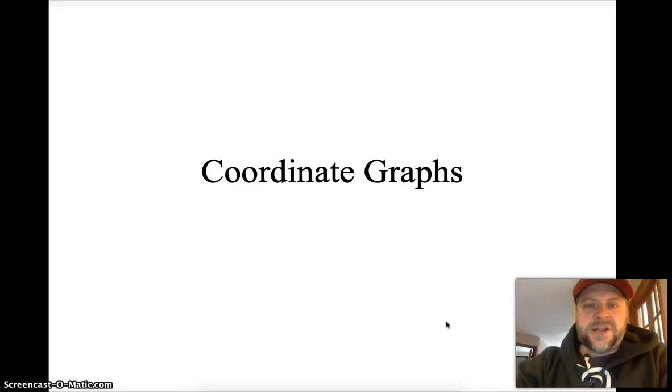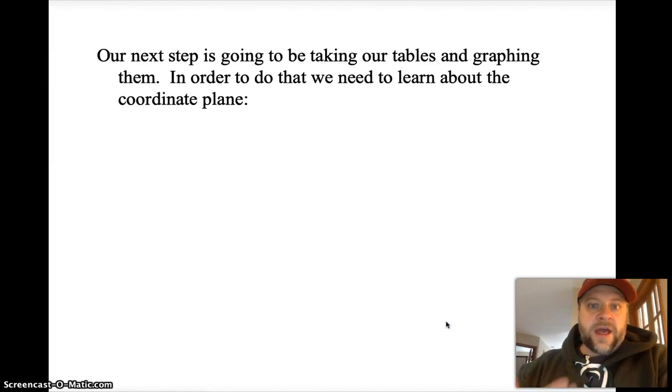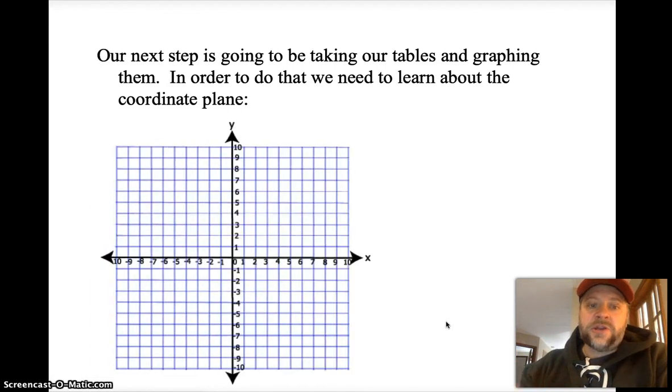Hey, sixth graders. Today I want to build on what we learned yesterday about coordinate graphs. So we're going to review coordinate graphs really briefly, and then we'll talk about where the ordered pairs that we get come from. So as you learned yesterday, we're going to take what we've been doing and build on it. But in order to do that, we need to know about the coordinate plane.